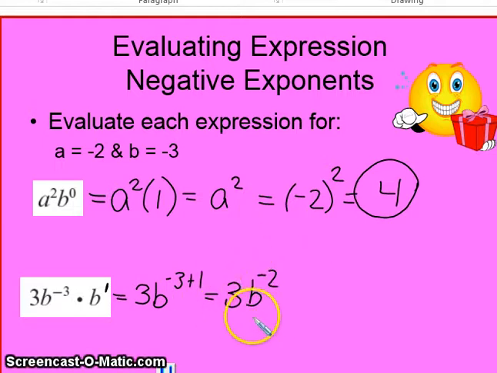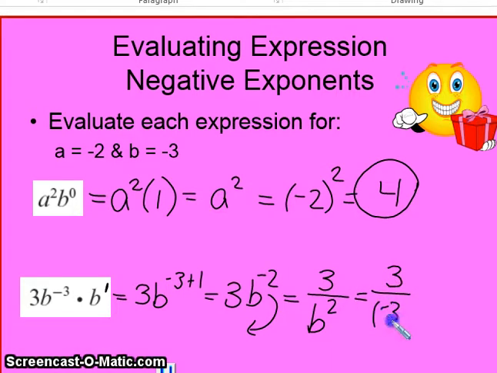But I can't evaluate a negative exponent, so I need to make that exponent a positive. Now 3 doesn't have a negative exponent, so it's going to stay in the numerator. But b to the negative second has a negative exponent, so I'm going to move it to the denominator and make the exponent positive. Now I can evaluate by plugging negative 3 in for b. So I have 3 over b squared, or negative 3 squared. Now negative 3 squared is 9, and when I reduce 3 over 9 by dividing the top and bottom by 3, I get 1 over 3. So my solution here is 1/3.